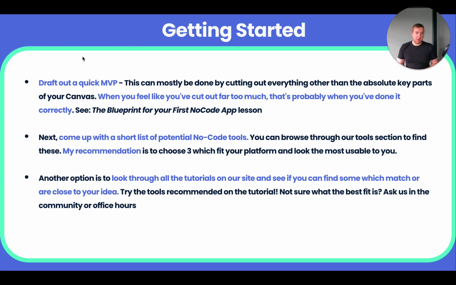So let's talk a little bit about how you can practically take that and do it. Here's the 2 or 3 things that I would do. I think number 1 is draft out your MVP. Now you could follow the blueprint to your first app lesson, where we've got a no-code canvas. You can draw it all up on there if you like.